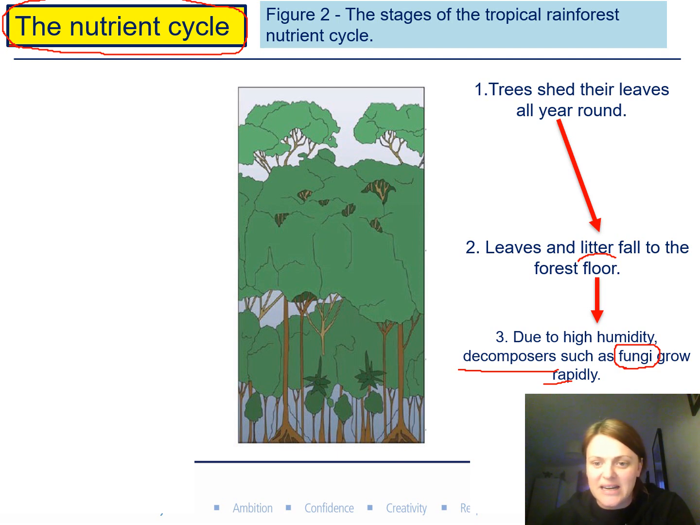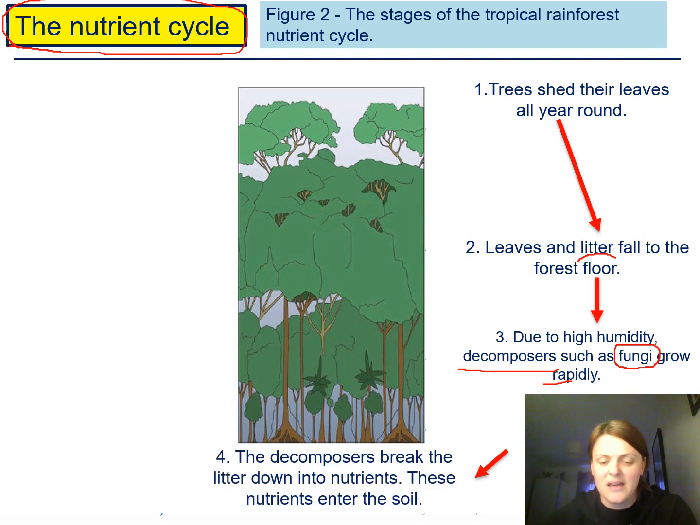So, because it's really hot and wet in the forest, lots of things decompose. They break down really, really quickly. They rot, and the fungus rots it down. This means they break down the litter into nutrients. So all of the stuff that's fallen onto the ground just decomposes, it rots, and then it gets put back into the soil.